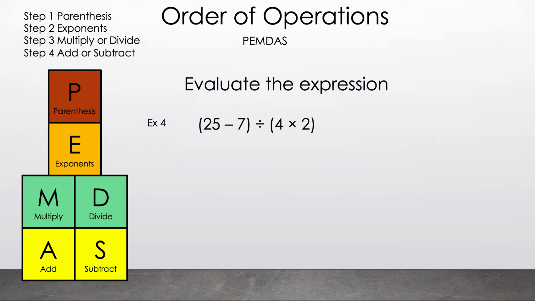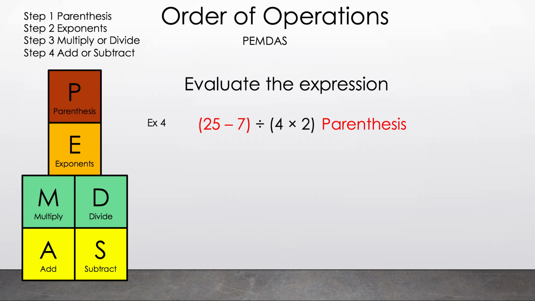So let's take a look at example 4. This time we have 25 minus 7 in parentheses divided by 4 times 2 in parentheses. So let's take a look at the first step. Well, we have 2 parentheses. Which one are we going to do first? Well, as in English, we read from left to right, so we're going to do the same thing.